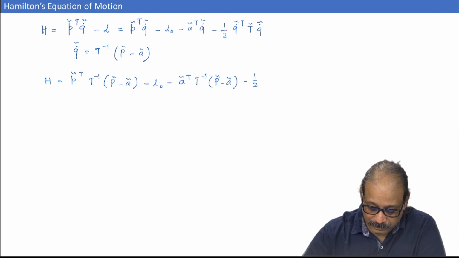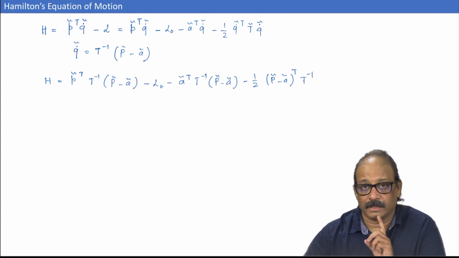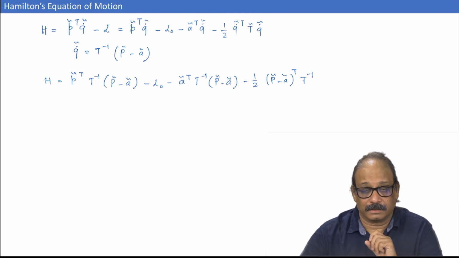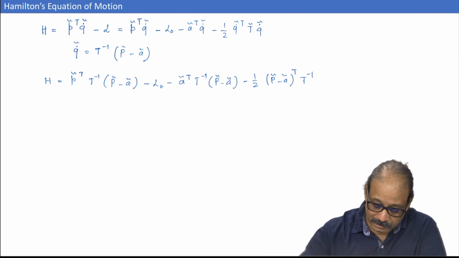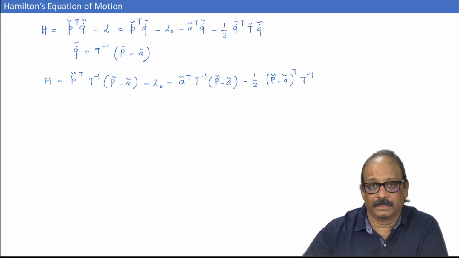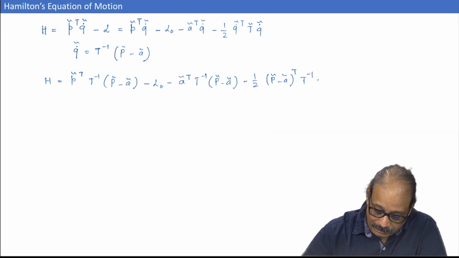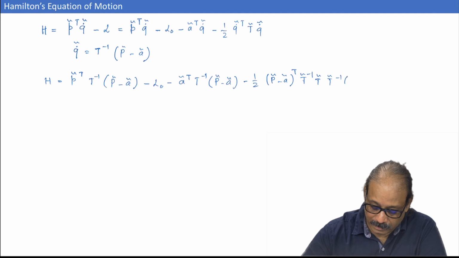So, we are taking the transpose here. So, it will be (P tilde minus A tilde) transpose, then T inverse. Remember it is transposed, but T was a symmetric matrix. So, its inverse is also a symmetric matrix, and hence I can simply ignore that transpose there. And then you have T tilde, and T tilde inverse, (P tilde minus A tilde).